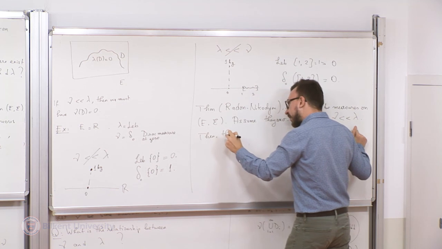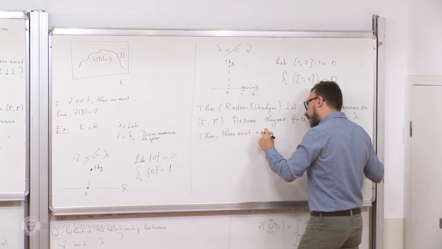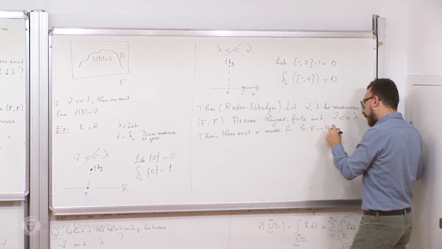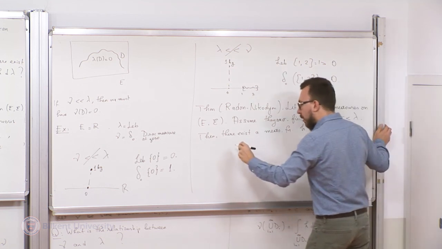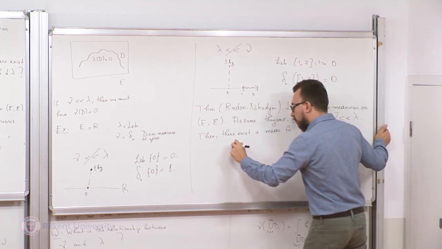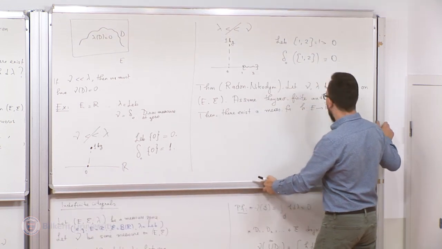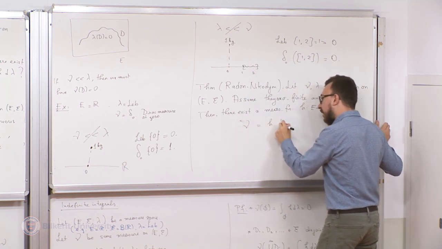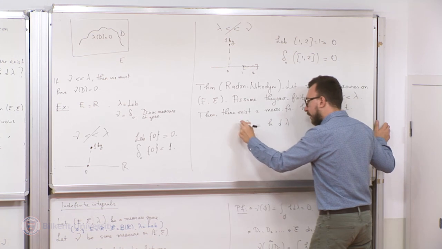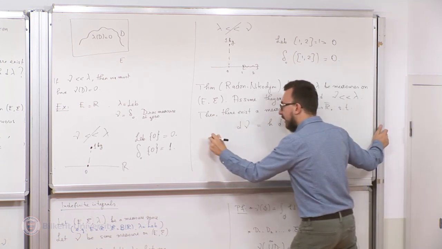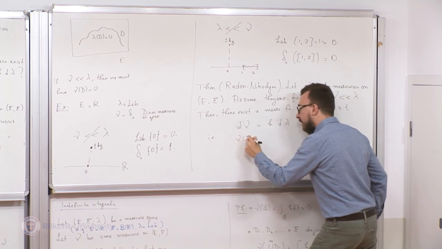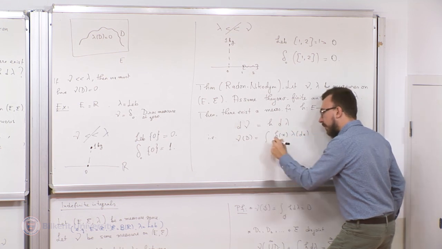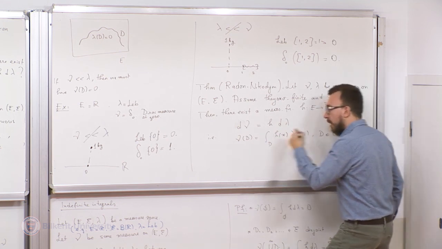Then there exists a measurable function h, which is going to be the density, such that, let me write a few equivalent ways of writing it. So such that nu is h d lambda. So d nu is h d lambda. That is, nu of D is the integral over D of h of x lambda dx for all D. Same thing.